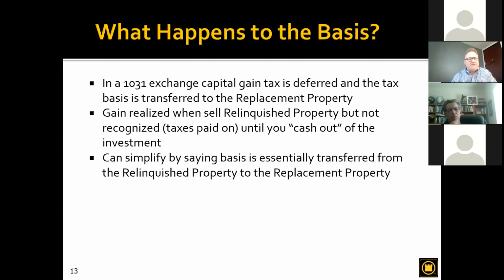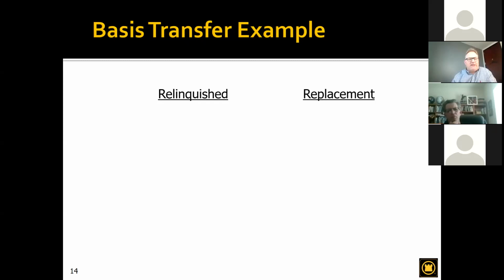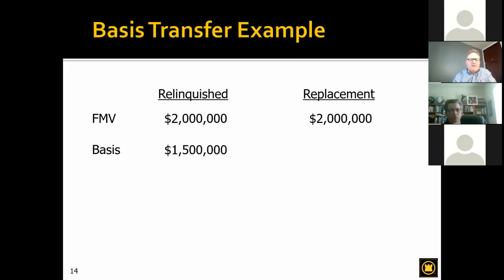So if we look at an example here, say I have a relinquished property that's worth $2 million, and I want to just kind of move my property into a replacement property for $2 million. My basis is 1.5. That would have been my original purchase price plus improvements minus any depreciation I've taken. That is the basis of the property. So if I sell it, I have a capital gain of $500,000. That is the amount I would have to pay taxes on.